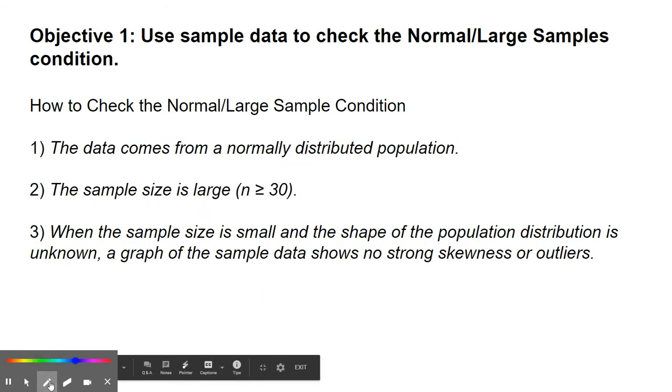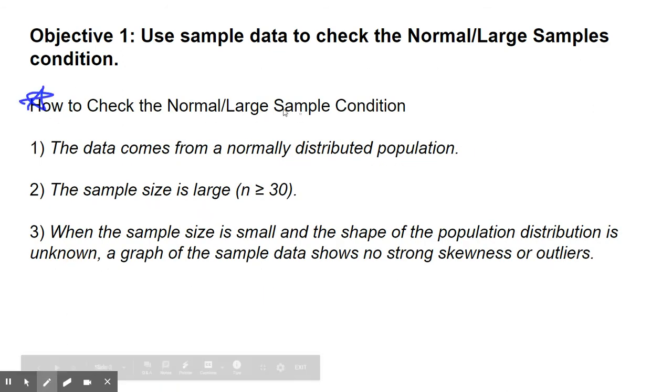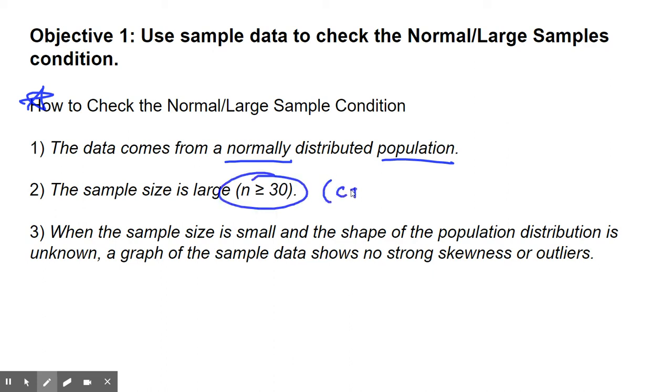So again, in summary, how do we check for the normal large sample condition? Number one, look for the word normal in the problem. Is your population normal? Number two, look at your sample size. Is it greater than or equal to 30, which applies to the central limit theorem? Or last but not least, you need to graph the sample data and show that there's no strong skewness or outliers. And again, you're just going to write this verbatim: graph of the sample data shows no strong skewness or outliers. If that is the case, you move on and you assume the population is approximately normal.